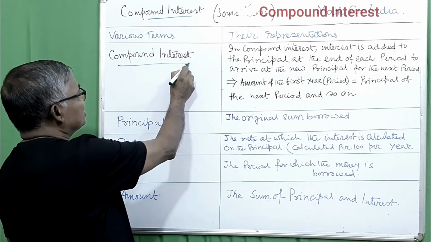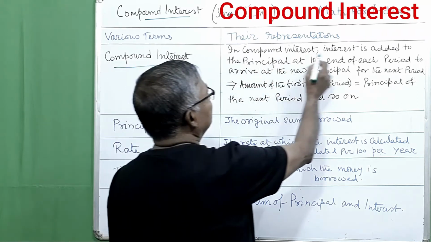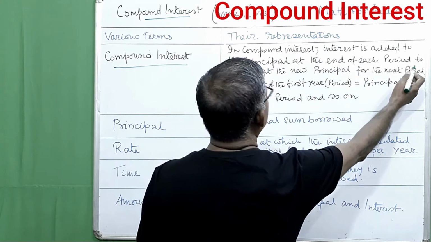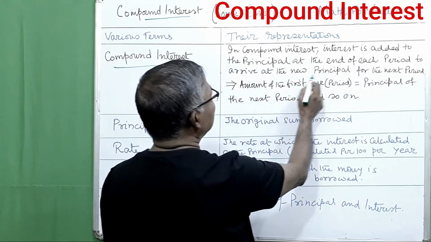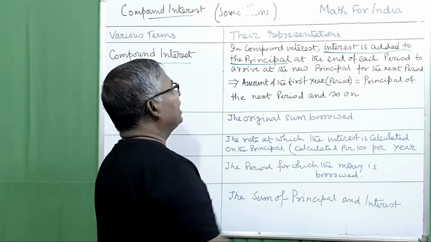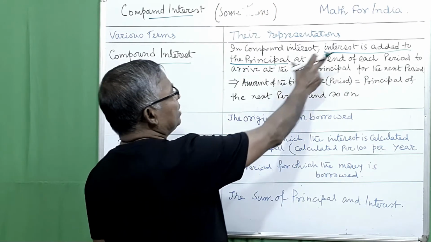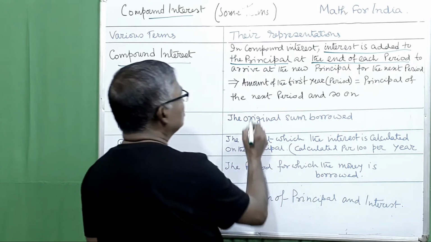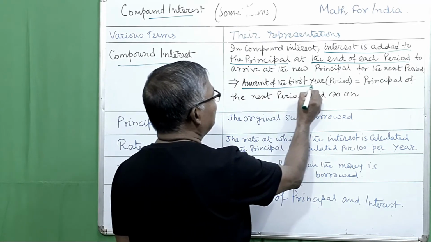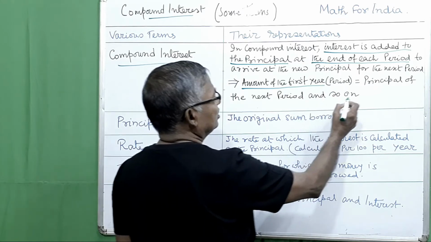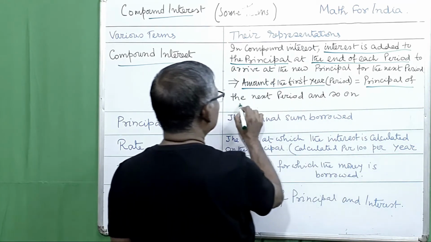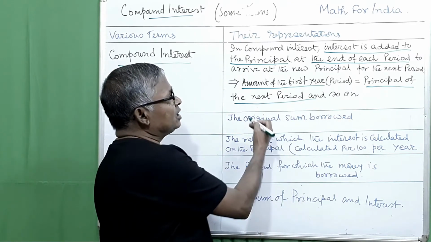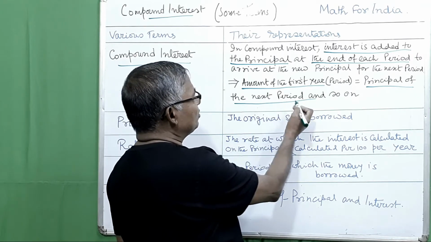What is compound interest? In compound interest, interest is added to the principal at the end of each period to arrive at the new principal for the next period. So, the amount of the first period or first year will be the principal of the next period. Similarly, the amount of the second year will be the principal of the third year.